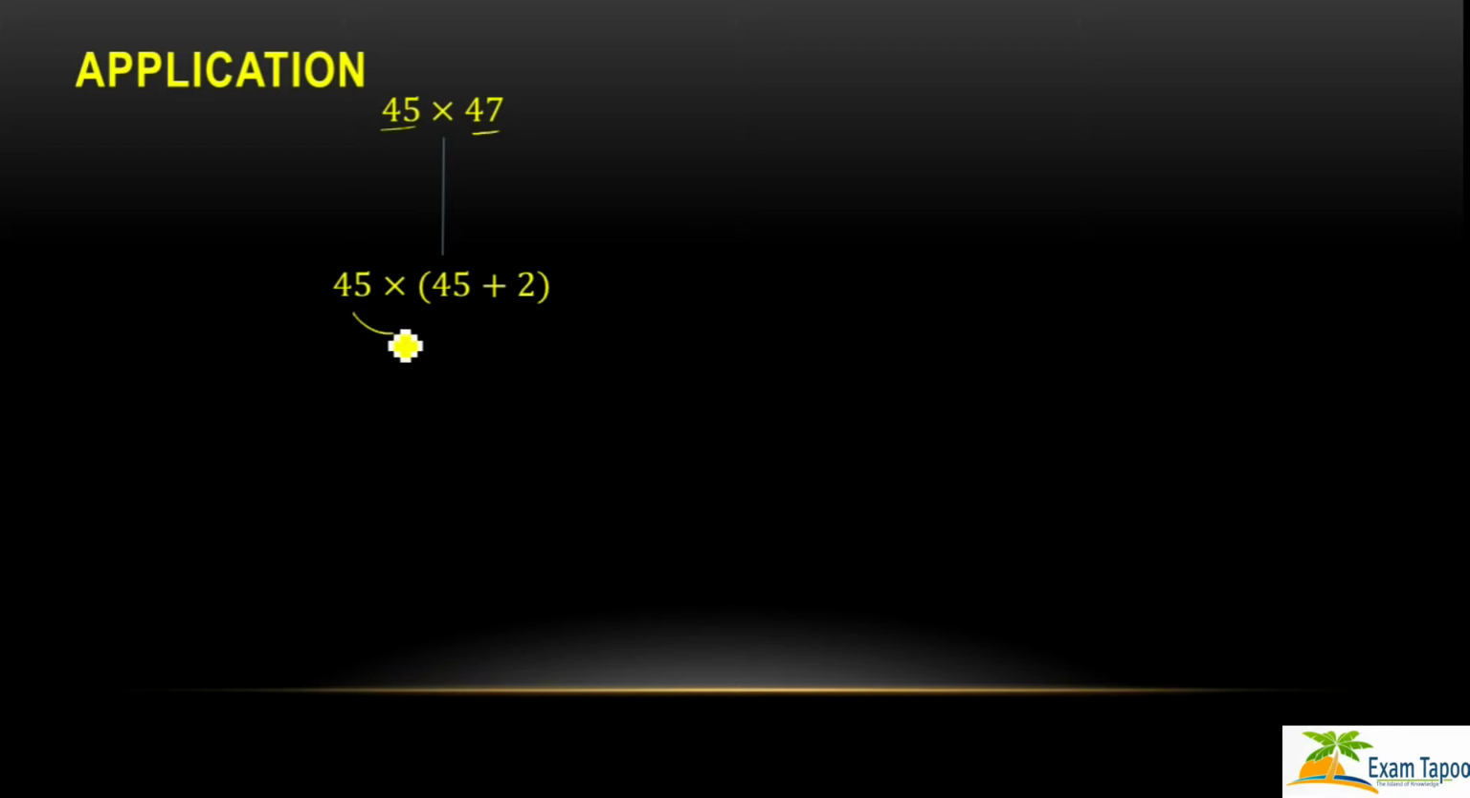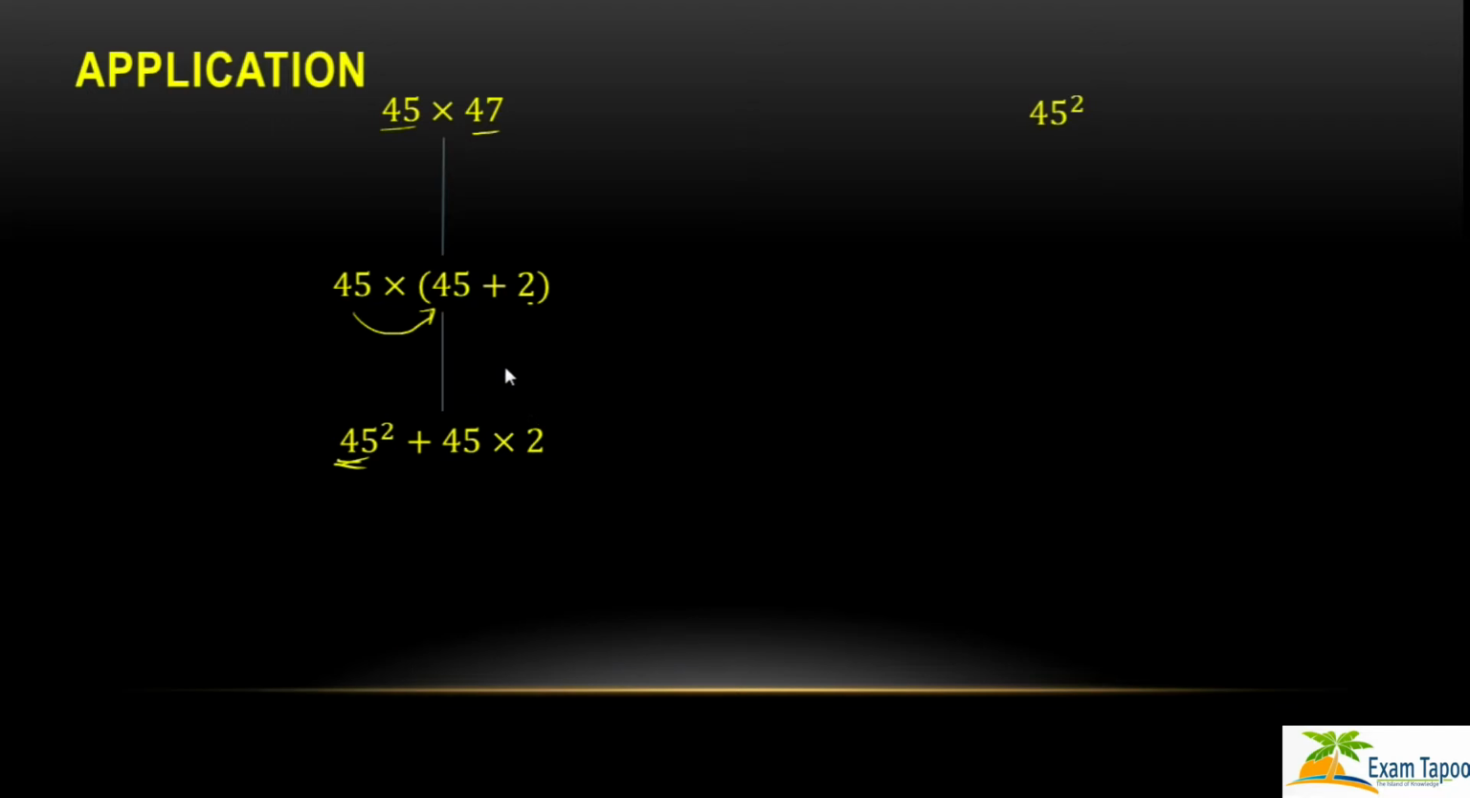So now you can multiply this 45 inside the bracket. 45 times 45 will give you the square of 45, and then 45 times 2. It means that if I want to calculate 45 times 47, I will simply calculate the square of 45 and add 45 times 2 to it to make my calculation easy. So now how to calculate the square of 45? It's again a number which ends with 5, and I have to calculate its square.